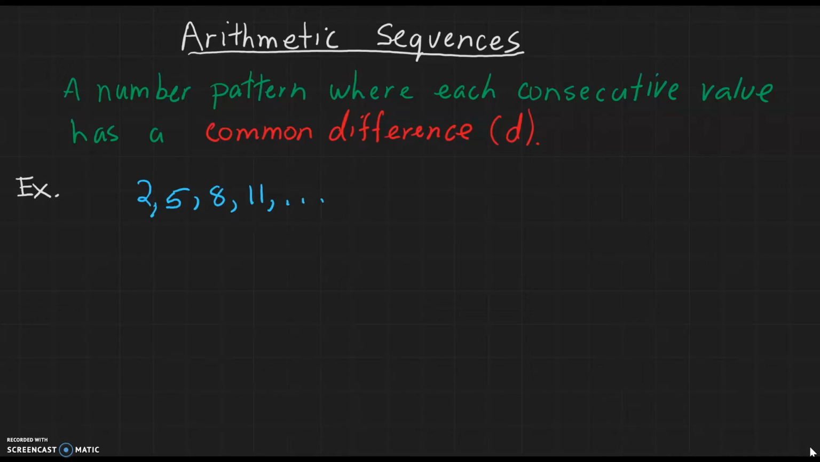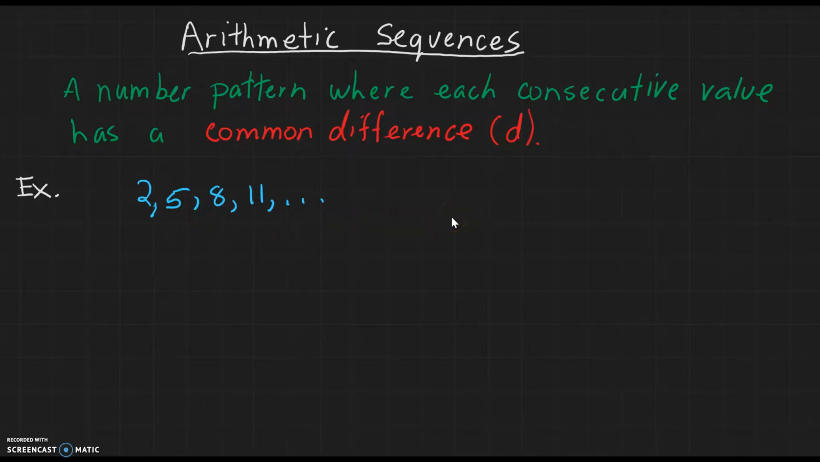Today we're going to look at arithmetic sequences. An arithmetic sequence is a number pattern where each consecutive value has what we call a common difference. And from now on we use the letter D to denote the common difference. So I have an example of a number pattern here, 2, 5, 8, 11.